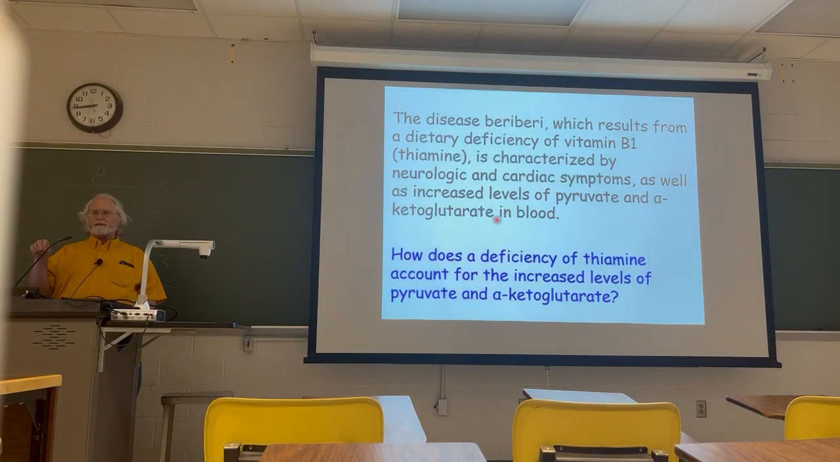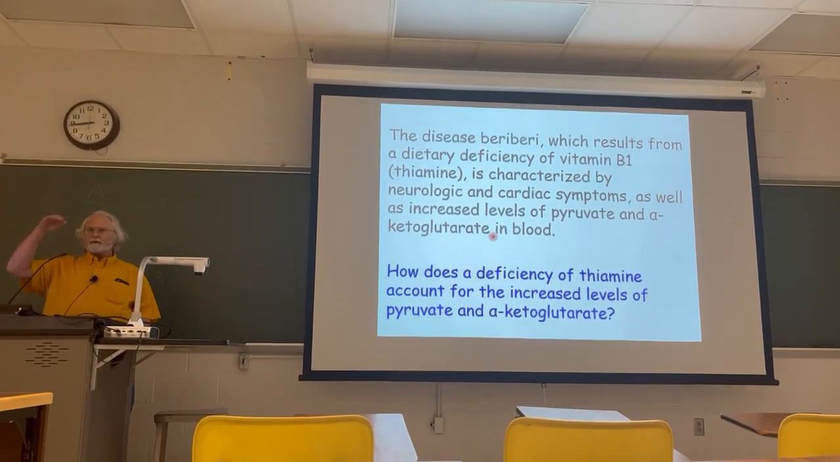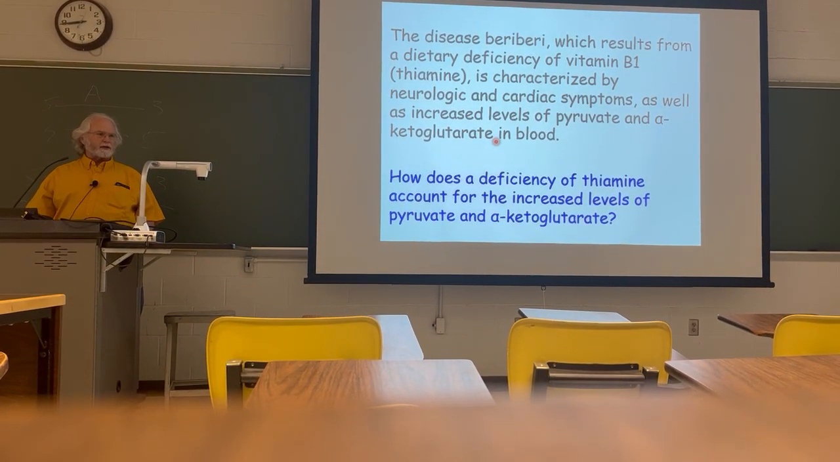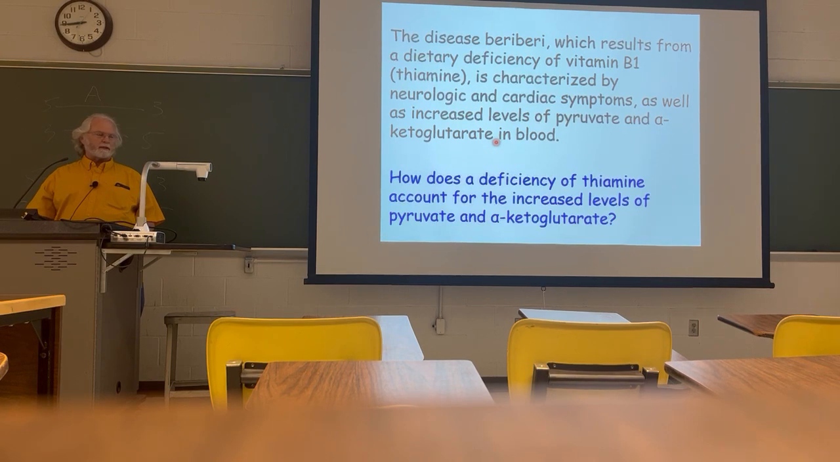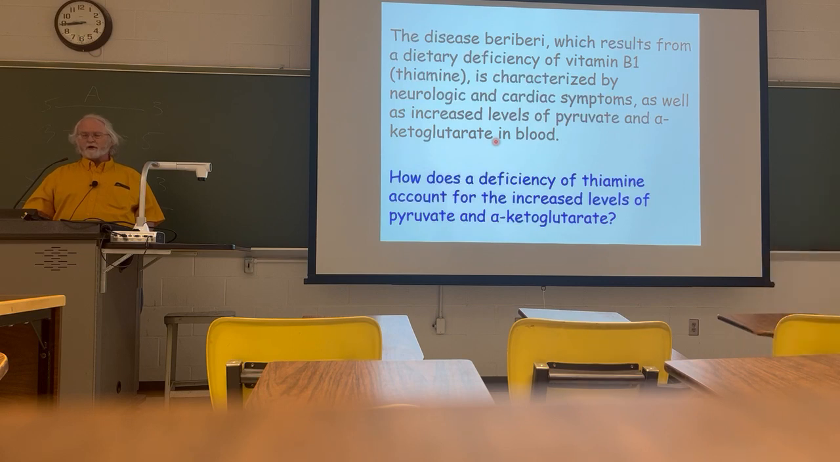Pyruvate can't be converted to acetyl-CoA to go into the citric acid cycle, so pyruvate accumulates in the blood. And because of that, you can't use glucose properly because you can't metabolize it through the citric acid cycle. So there's another enzyme that I mentioned that has very similar properties and works in the same way as pyruvate dehydrogenase. What is it?